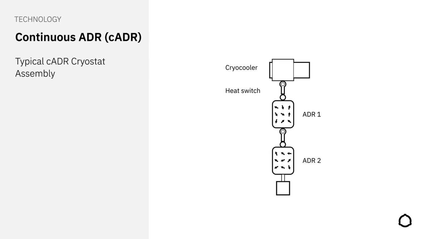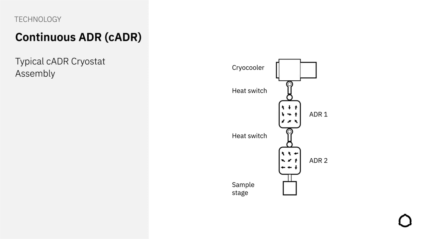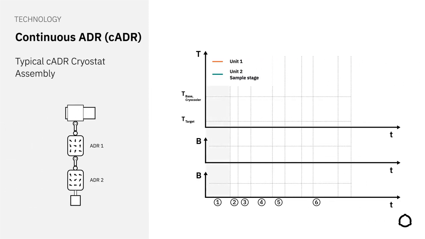It is on one end connected to the first ADR unit using another heat switch and, on the other end, to the sample stage. These two units will work together to extract heat from the sample platform and to pump it into the 4 Kelvin thermal bath. At the beginning, both the first and the second ADR unit are fully magnetized and connected through their respective heat switches. Both cooling media as well as the sample stage therefore initially have the temperature provided by the cryocooler.